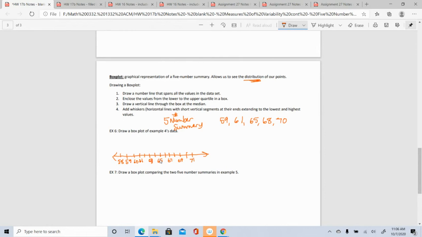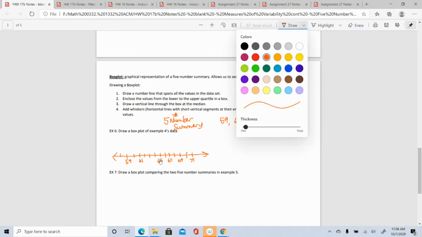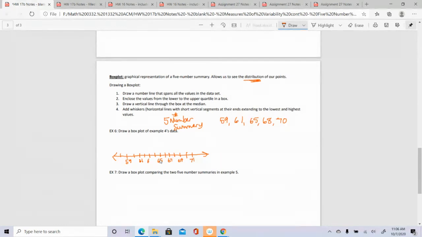63. Okay, so we're going from, sorry about that, that kind of messed up my 63. I'm going to fix that. That's going to bother me. Okay, so what I was saying is you don't have to write every number in. You can, but you can do every other number so that it's not so jumbled up. Okay, so here's your number line.